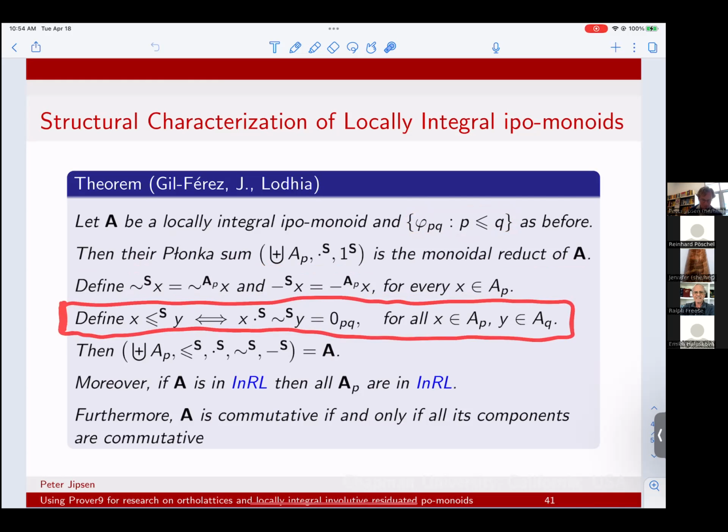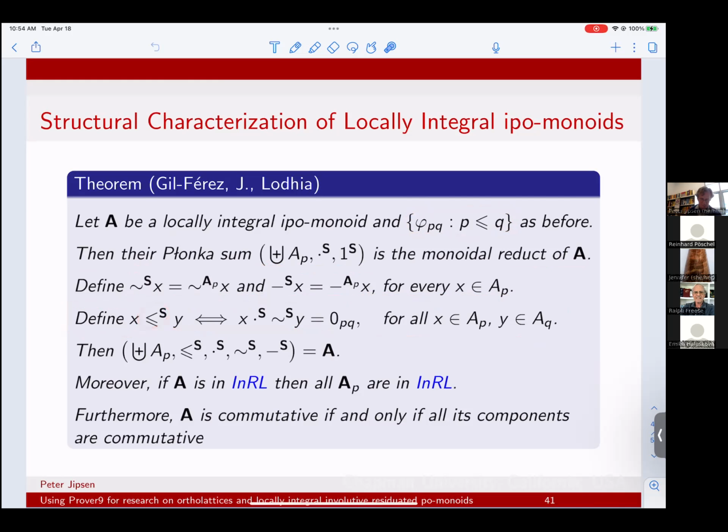And now, in retrospect, this is quite obvious, and it's really interesting that the partial order on the Plonka sum can be defined from this equation. And therefore, that's the way you recover the partial order on the union of all these components. So Plonka sums in general are a very nice way of constructing complicated stuff. And then there are some other nice consequences that tell you that if the algebra that you started with is nice, then the components are also nice.